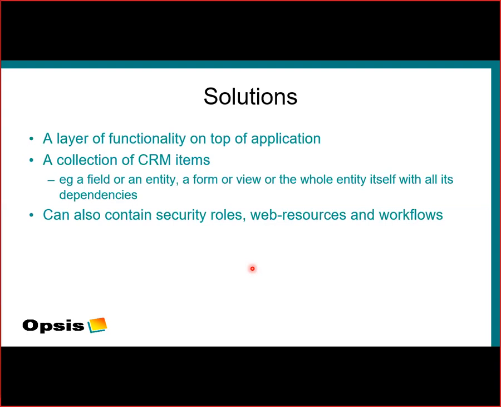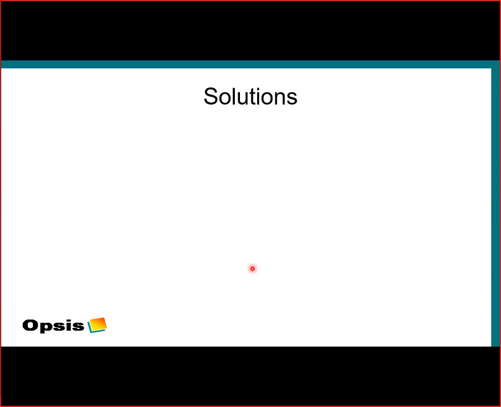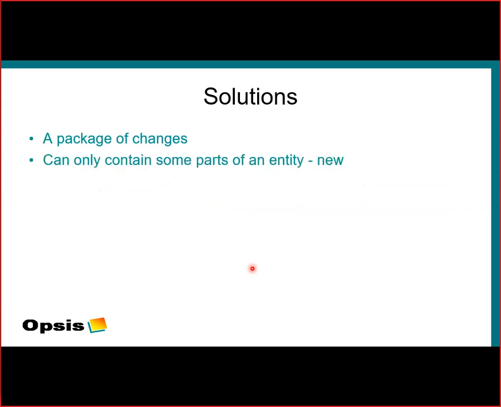Each solution is a collection of CRM items. An item can be an entity, the whole entity, or it can be as little as a field or a form or a view. A solution can also contain some or all of the necessary security roles, web resources, and workflows. Overall, a solution is a package of changes, and as we've seen, can be whole entities or new.